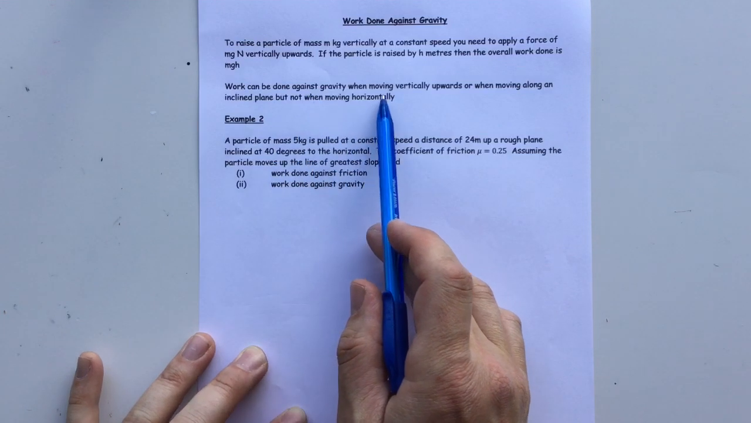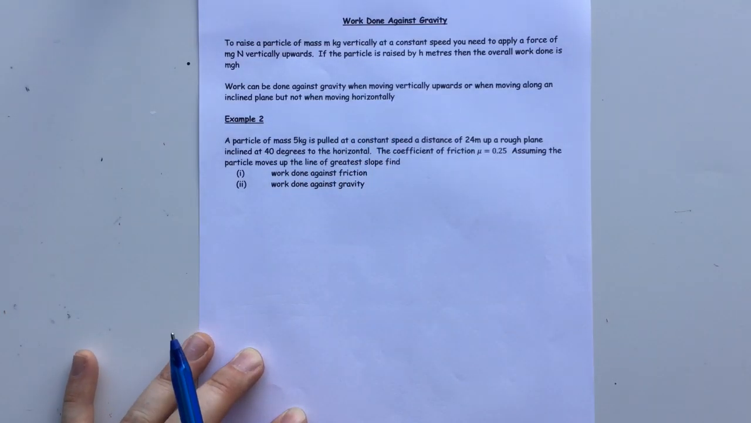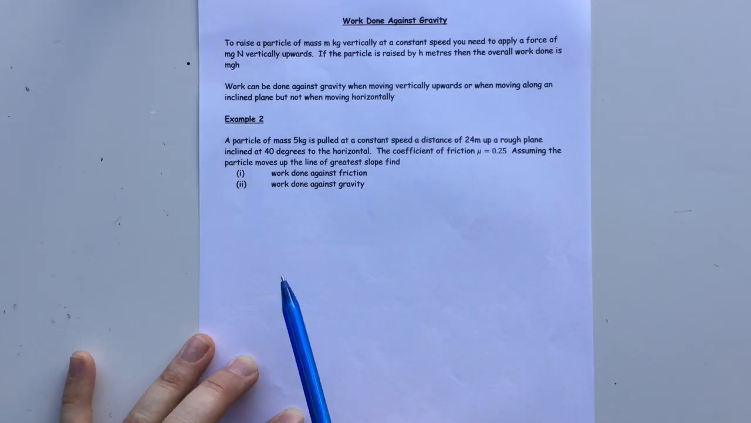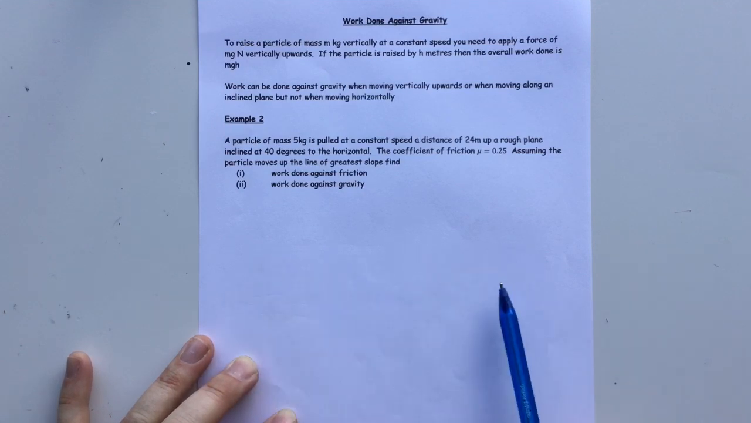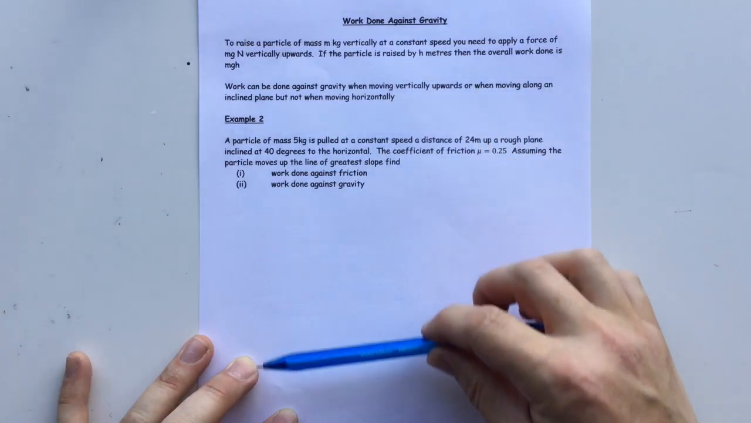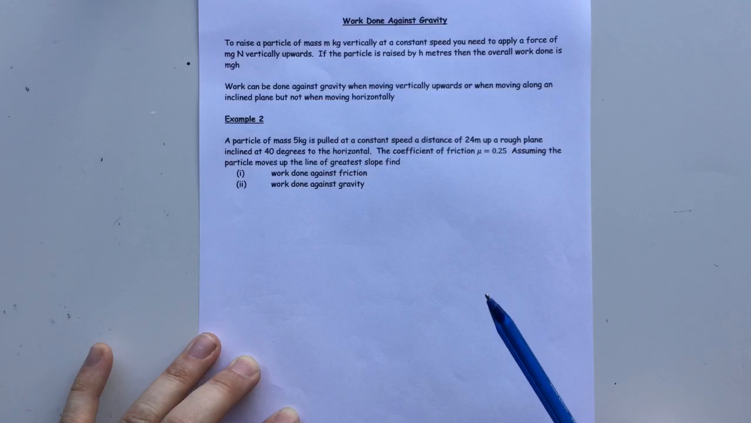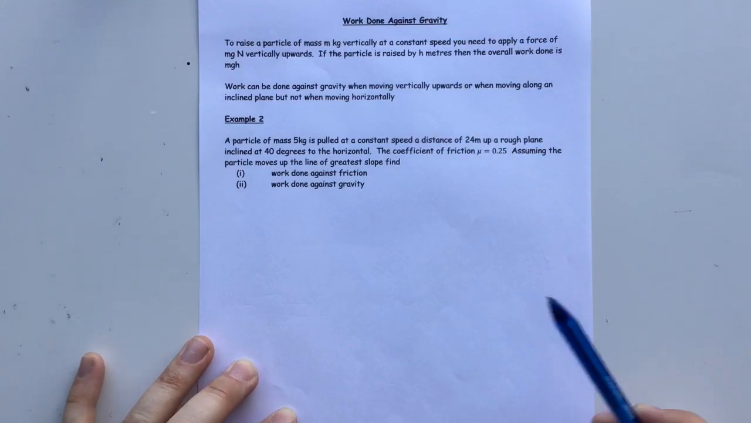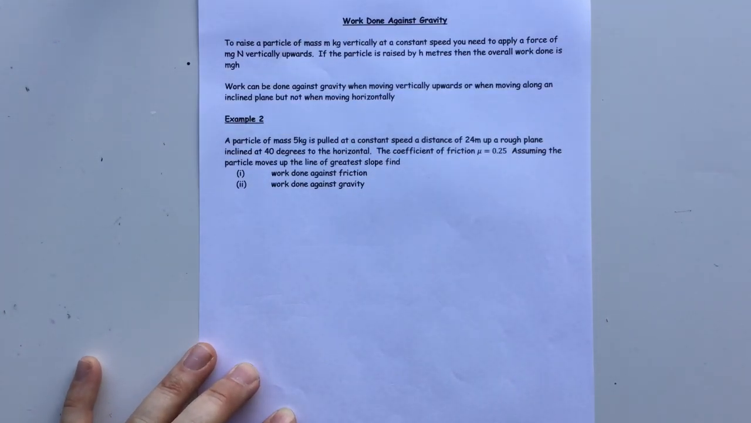Work can be done against gravity when moving vertically upwards or when moving along an inclined plane, but not moving horizontally, because when we move horizontally, there is no vertical height to move up and down, so there is no work done against gravity. So let's have a look at this example.